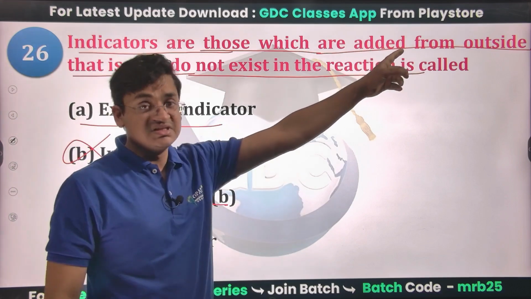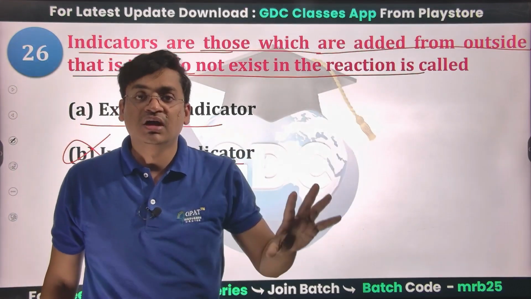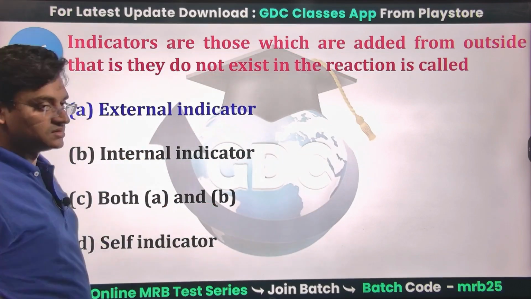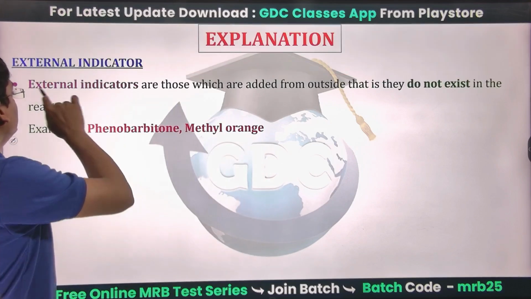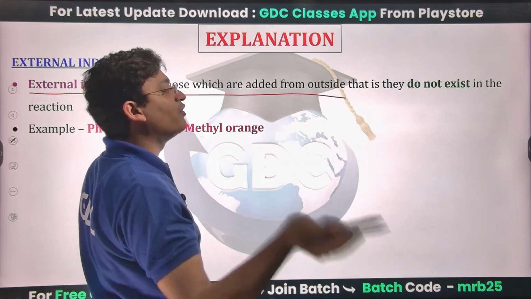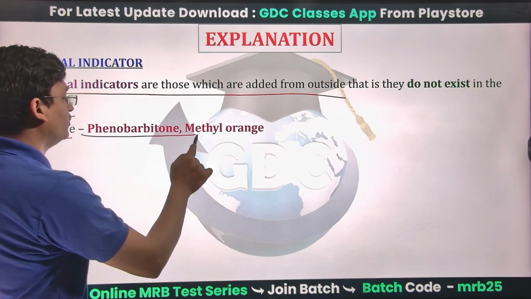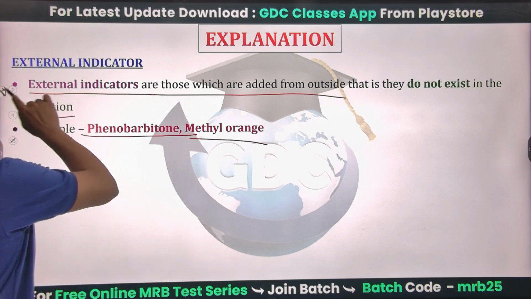Since you see that they are being added from outside of that particular reaction, this will be a case for external indicators. So A will be the right answer. External indicators are those which are added from outside, that is, they do not exist in the reaction. Examples like phenolphthalein or methyl orange are cases for external indicators.